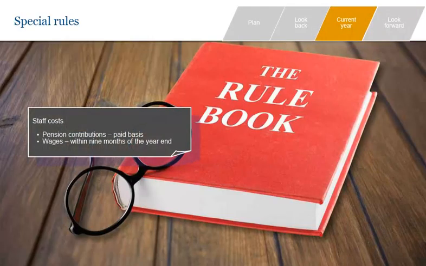Pension contributions are deductible on a paid basis. This means that any contributions accrued for at the year end must be added back in calculating the company's taxable income for that year. Wages are deductible for the period provided they are paid within 9 months of the end of that period. In both cases, amounts that are added back for the current year are deductible in respect of the year during which they are paid. The next slide has an example of the tax treatment of staff.